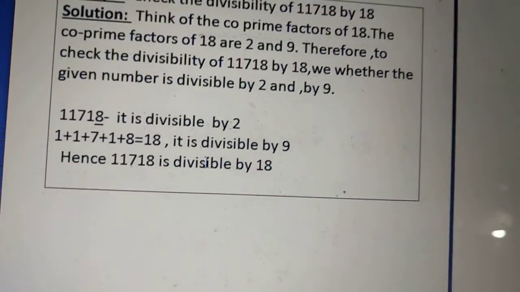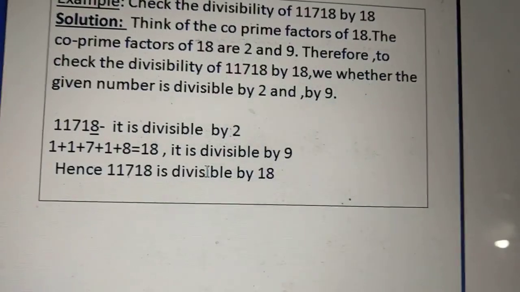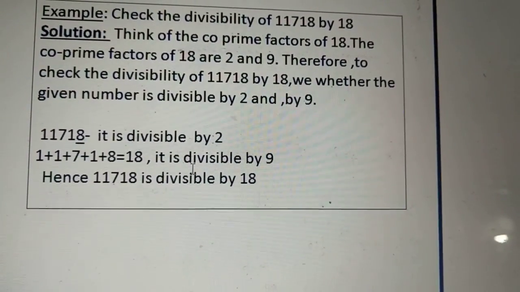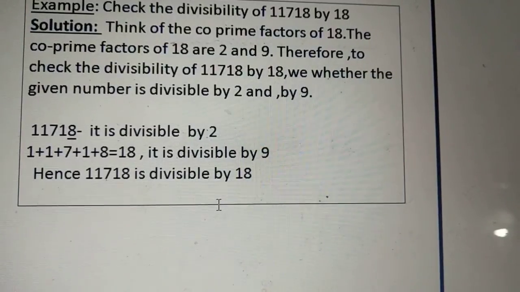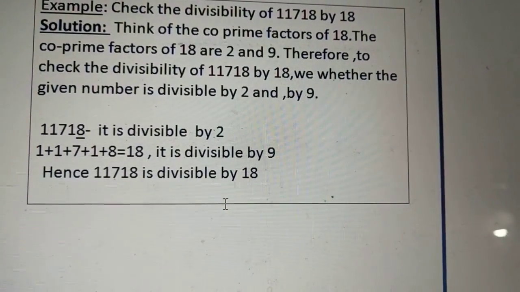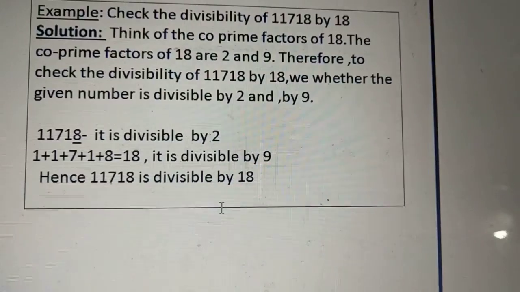Again I am repeating, if you are not understanding how to do it, find the co-primes of the second number and check the first number by its co-primes. I hope you all understand.